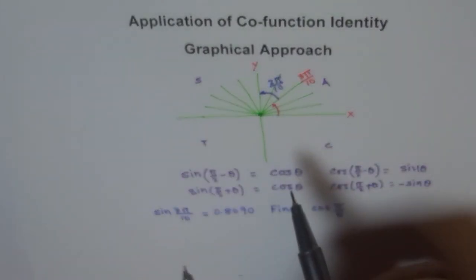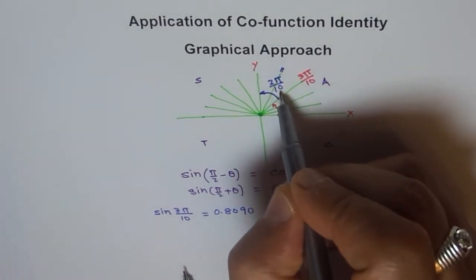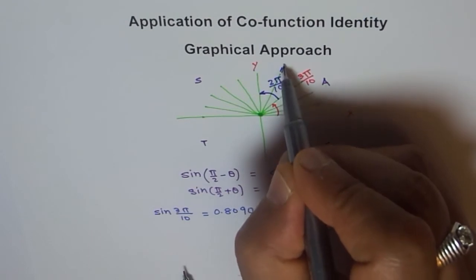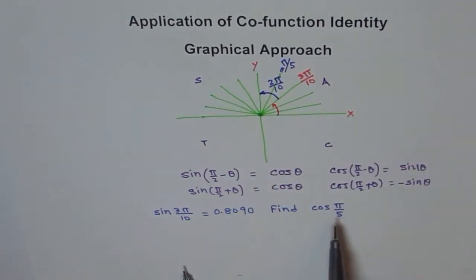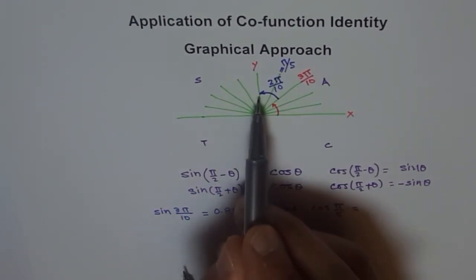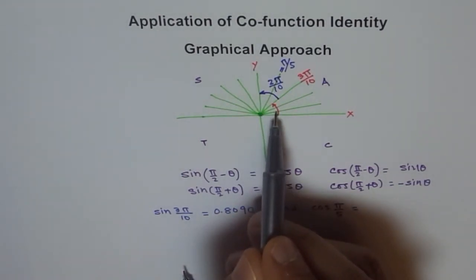What is 2 pi by 10? 2 pi by 10 you can simplify. 2 goes into 10 5 times, so I can write this as pi by 5, okay? Pi by 5. And that is what it is, find cos of pi by 5. So now we know what pi by 5 is. If this is pi by 5, this could be written as pi by 2 minus 3 pi by 10.